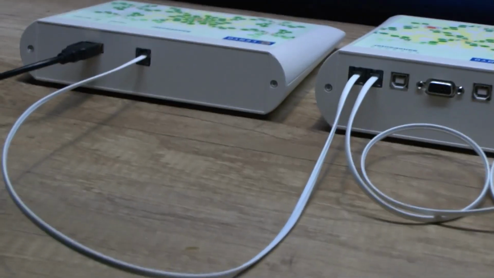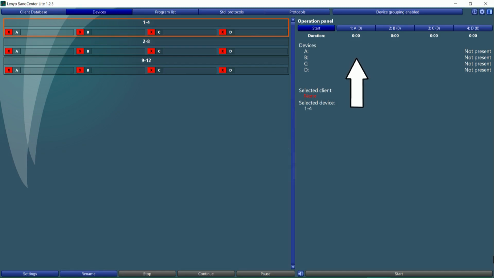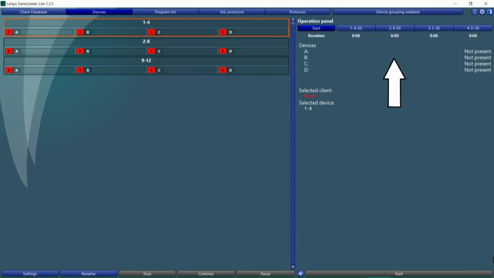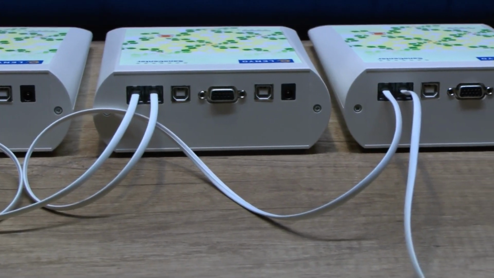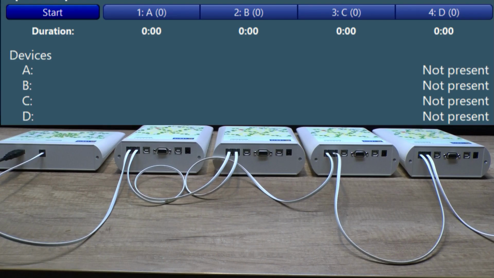The unit closest to the central unit will be the A channel in the application. The second one will be channel B. The third one is channel C. And the 4th is channel D. This arrangement is very important because all the protocols are designed by following this order.